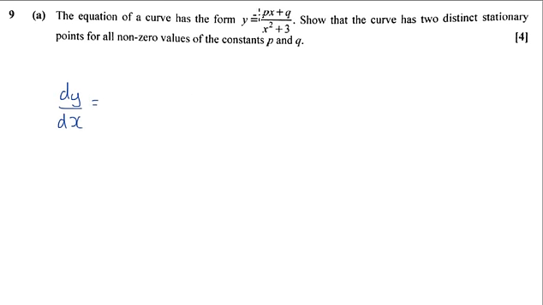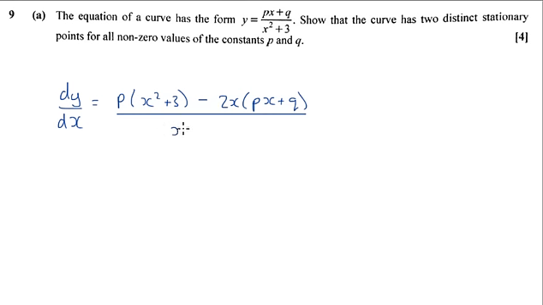So the quotient rule says we differentiate the top one, which is just going to be p, and leave the bottom one alone. We then subtract the differential of the bottom one times by the top one. So that's going to be 2x times by px plus q. We would then divide by the square of the bottom one. And we want that to be equal to 0 at stationary points.